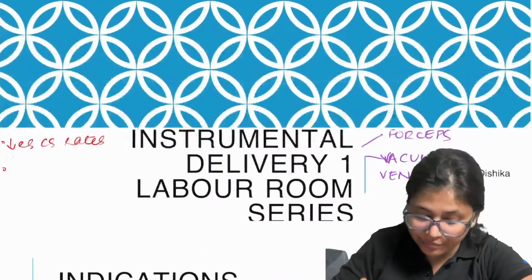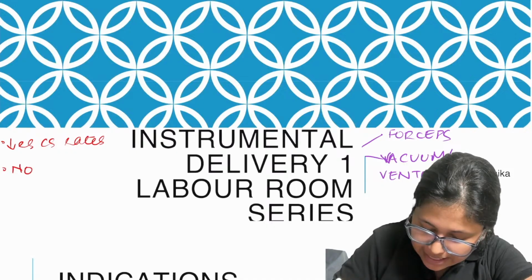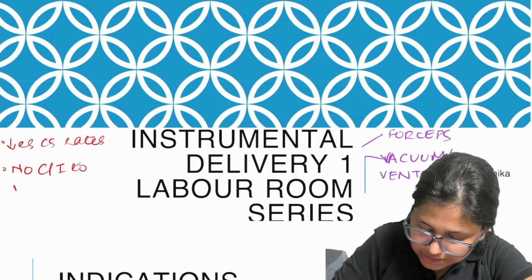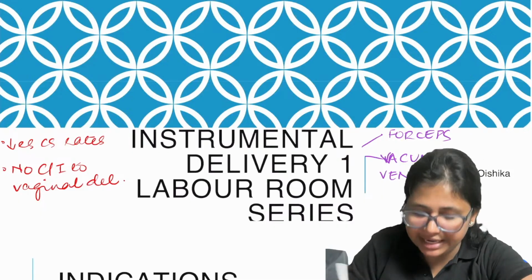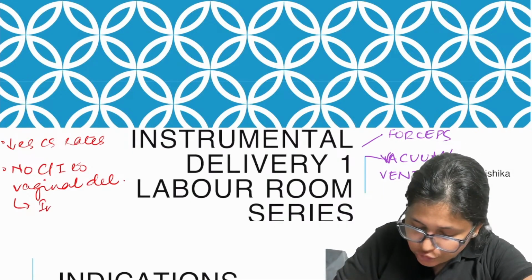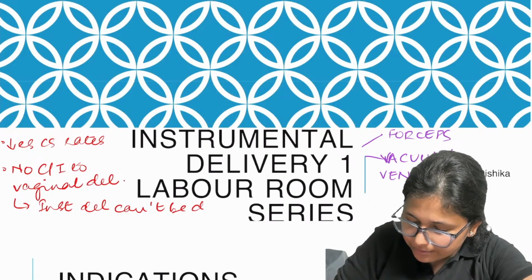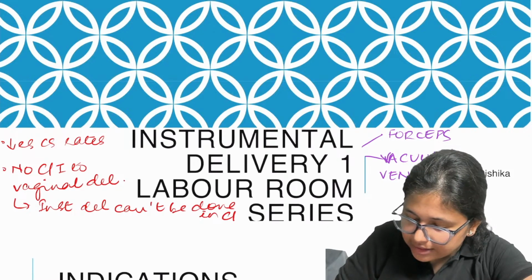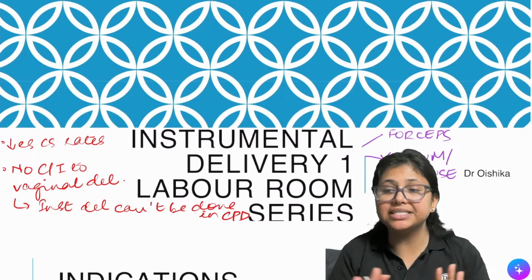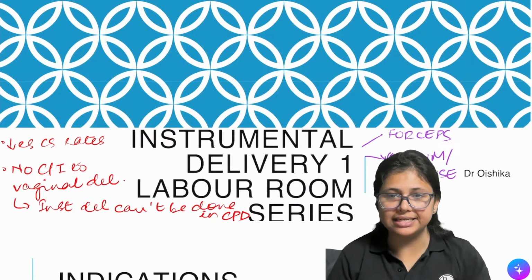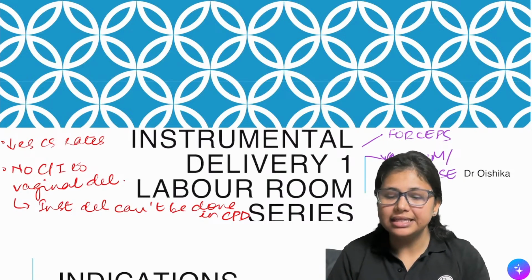So remember, in order to do an instrumental delivery, there has to be no contraindication to vaginal delivery, which means a lot of kids say this, ma'am, we can use it in case of CPD. So instrumental delivery can't be done in case the pelvis is inadequate for the fetus. This is one point that should be absolutely clear to all of you before we proceed, right? I hope this is clear, guys. Then we can move on.